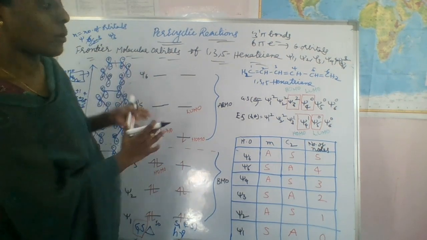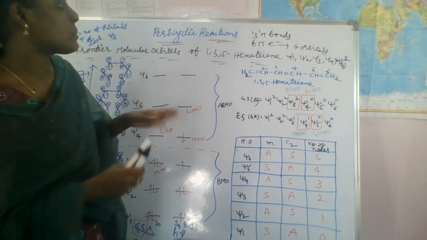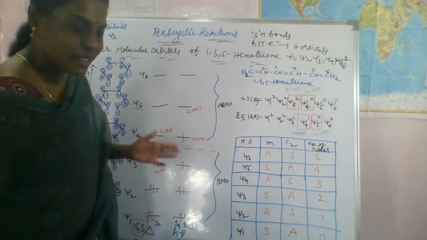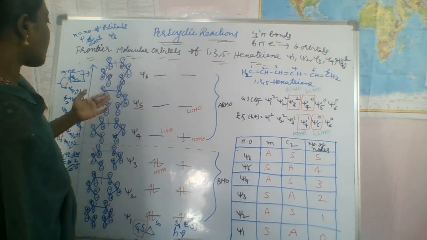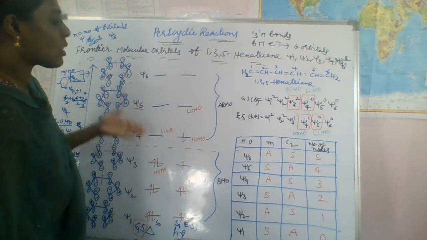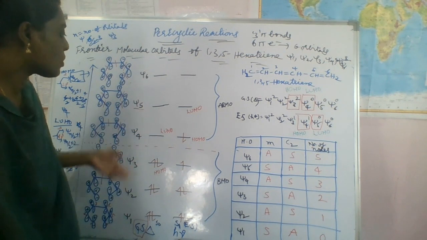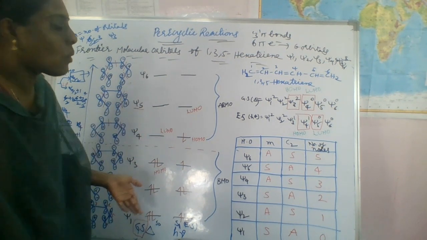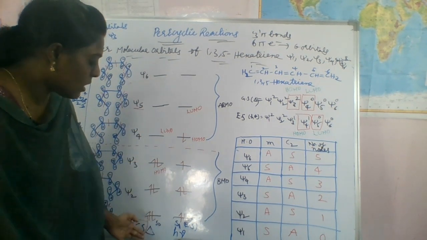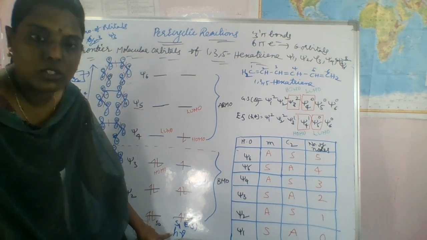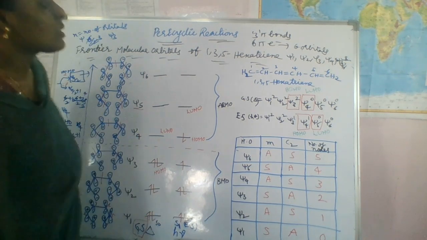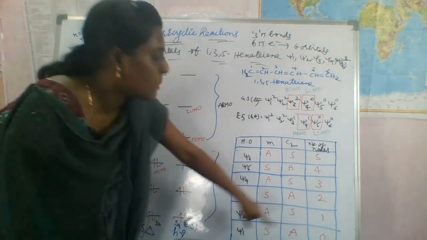This is very important, right? Sometimes they ask how many nodes are there, and in which state. So like that they will ask questions. And what is the HOMO and what is the LUMO for thermal and photochemical conditions? This is also very important, right? Okay, so let's see this table.